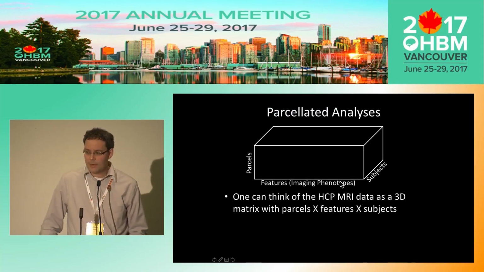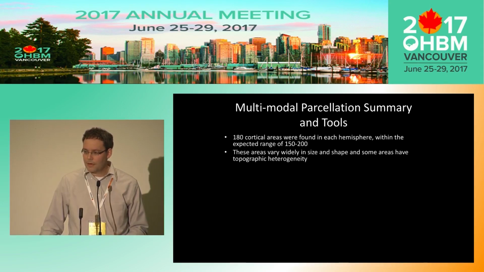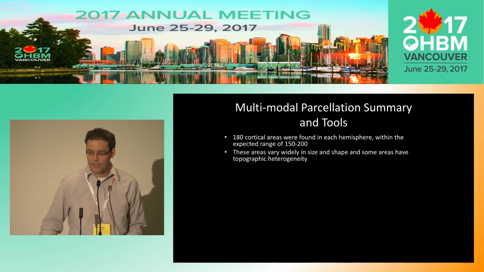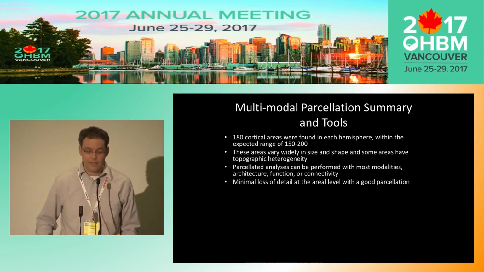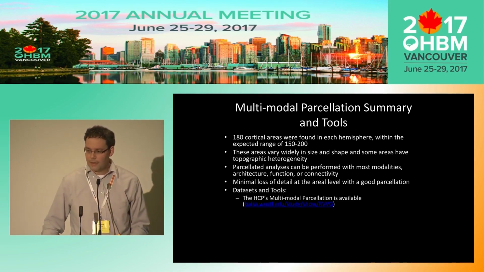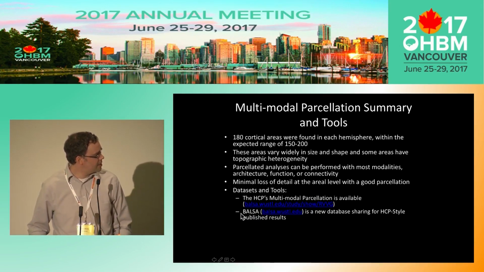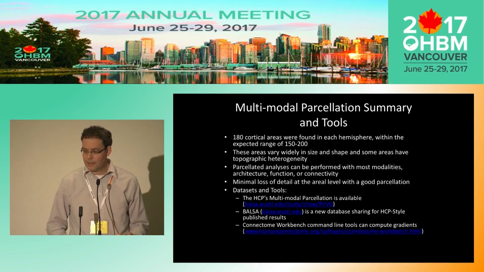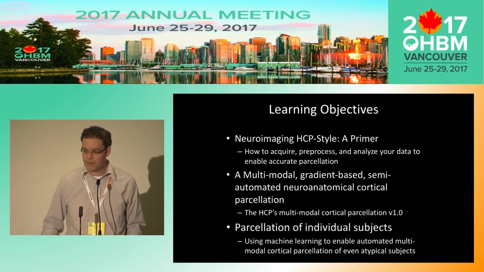So you can think of the HCP MRI data as a 3D matrix with parcels by features by subjects, a manageably sized high SNR data set that you can apply to your own data. So 180 cortical areas within each hemisphere is within our expected range, and areas vary widely in shape and size, and there's some heterogeneity. You can do a parcellated analysis with most modalities. We've got minimal loss of detail with a good parcellation. The group parcellation is available. This BALSA database is actually going to be a new database to enable people to share their results and not just the 3D coordinates. Connectome Workbench can help you compute gradients or even do the semi-automated approach that we used.